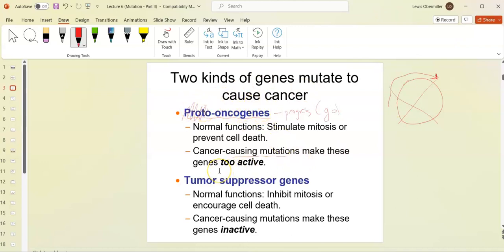So mutations that make it too active, right? So the cell cycle is going too fast. This is speeding it up. We're getting too many cells produced, right? And that leads to tumorigenesis.